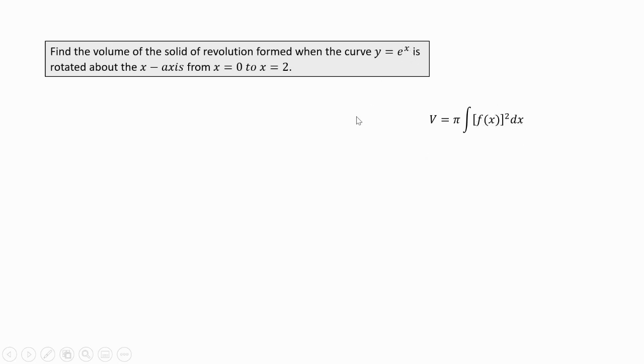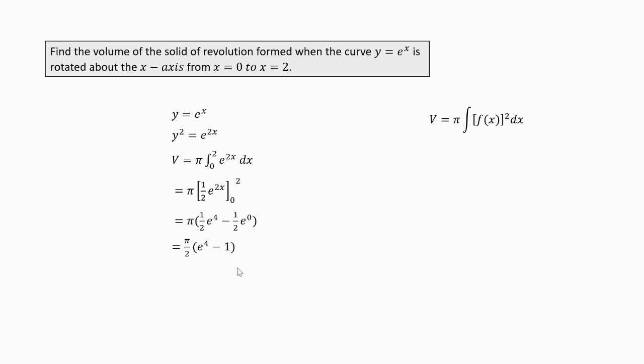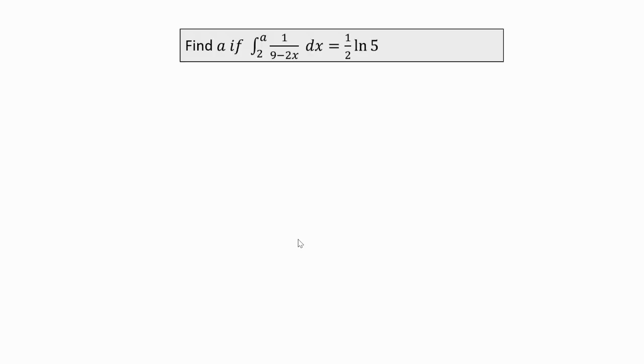Okay, y is e to the x. So what am I sitting with? Y is e to the x. So y squared is clearly e to the 2x. So my volume is equal to pi between 2 and 0 of e to the 2x dx. This is a straightforward integral once again, and I can work out my solutions, okay? So I end up with pi over 2 (e to the 4 minus 1), okay? So really and truly, these are pretty easy, okay?